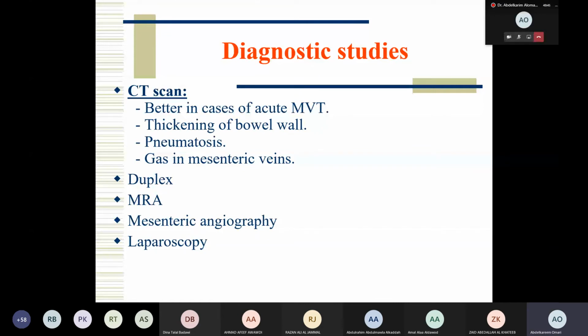So with CT scan, these are the findings by CT scan: thickening of the bowel wall, pneumatosis, gas in the mesenteric veins we can see.